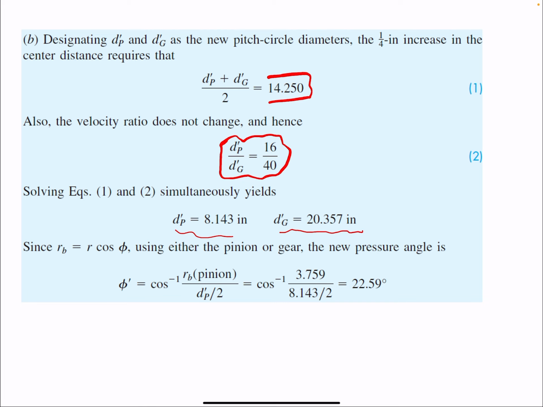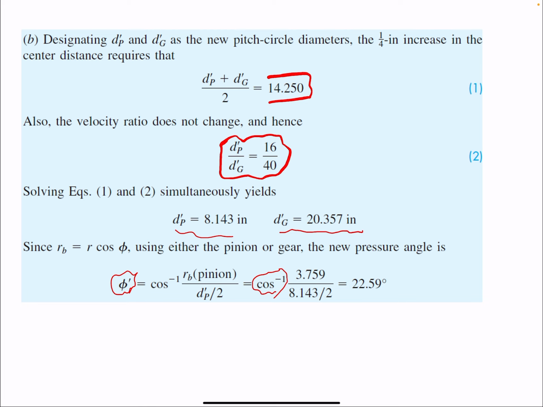The base diameters or the base radius are the same because that's the property of your gear. You can find the new pressure angle, which gets a little bit higher. So we do not like a higher pressure angle.